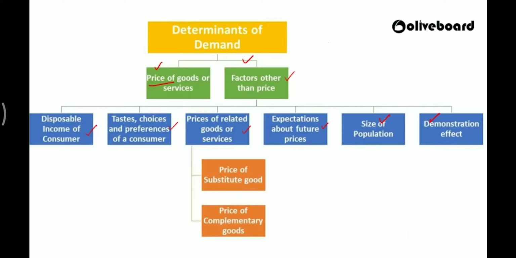Because at that time the price will reduce, so we can buy at that time. So what are you doing over there? You're expecting the future prices, right? So based on the expectation, you are either purchasing now or postponing your purchases. So it obviously affects what? Demand. And the next one, the size of the population.